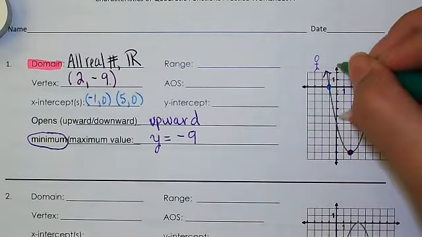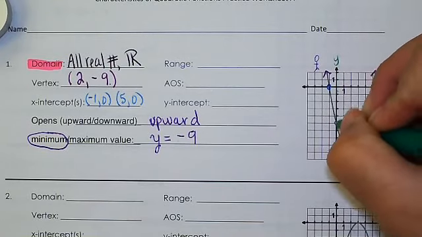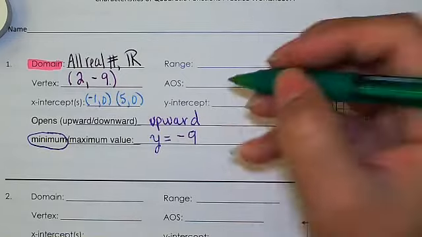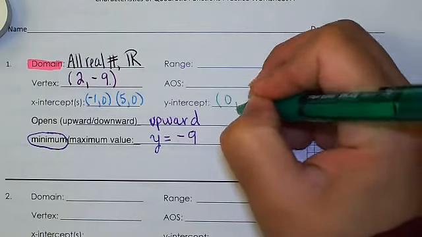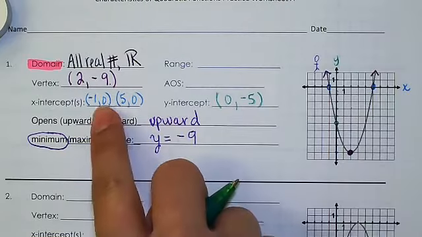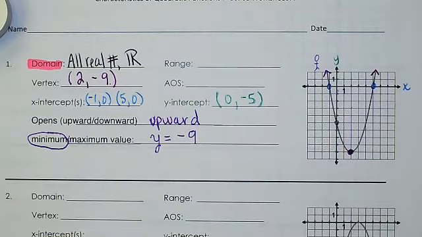Okay, what is the y-intercept? Here's the y-axis. Your y-intercept is right here at negative 1, negative 2, negative 3, negative 4, negative 5. So my y-intercept is 0, negative 5. Notice the difference between an x-intercept. X-intercepts have a 0 on the y. Y-intercepts have a 0 on the x. Okay, so don't get confused.